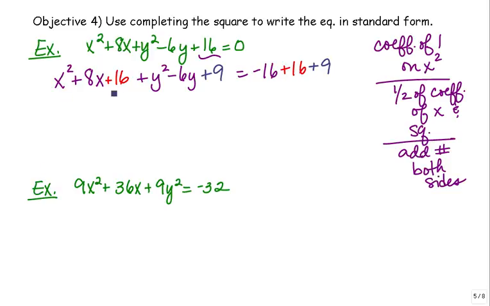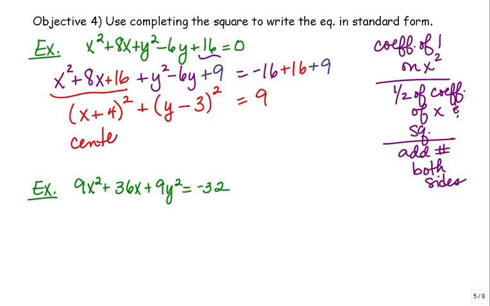So now this x squared plus 8x plus 16 can be written in the form of x plus 4 squared plus y squared minus 6y plus 9 would be y minus 3 squared. Right, remember the sign on the middle term comes down, and then the number we squared is what goes in parentheses. And then on the right hand side, that's just simply equal to 9. So now from that, we know the center of this circle would be negative 4, 3. And what about the radius? Right, we know r squared is 9, so the radius is the square root of that, which is 3.